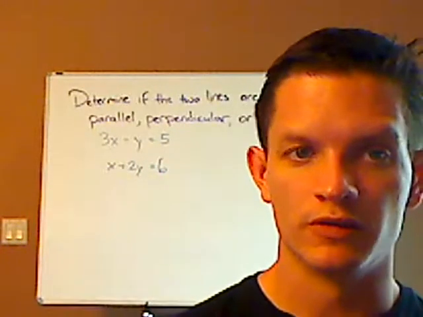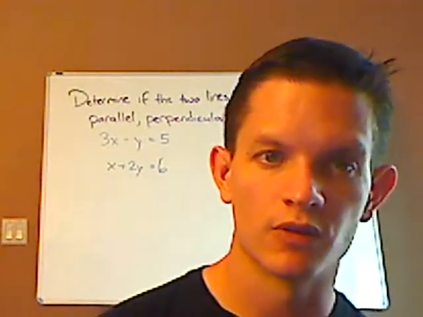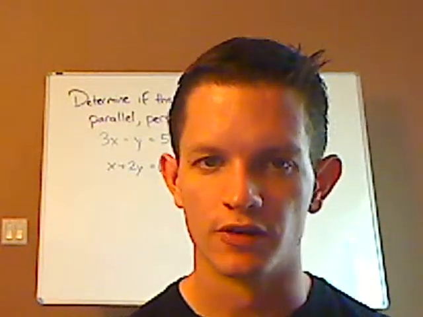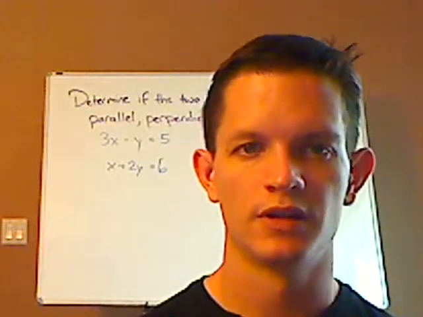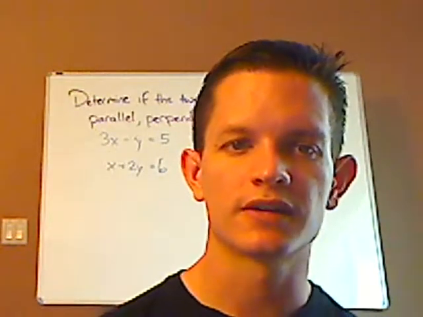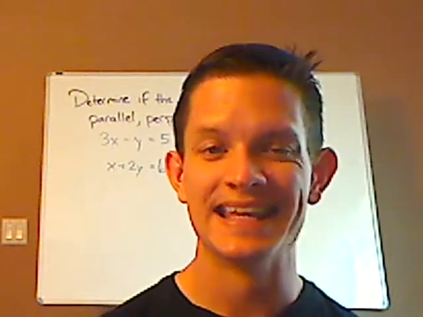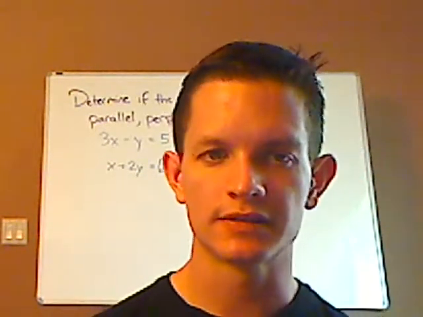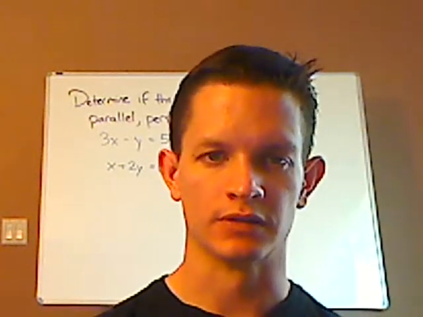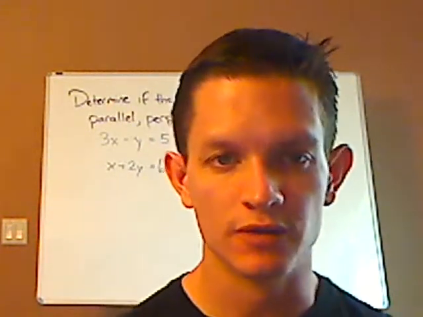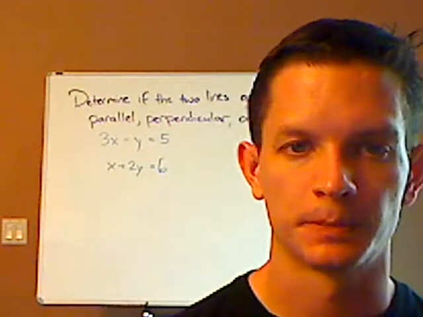I'm JD, and what we're going to be doing today is determining whether or not these two lines are parallel, perpendicular, or neither. The first one is 3x minus y equals 5, and the second equation is x plus 2y equals 6. So if you would, pause the video and see if you can try to do this one on your own.